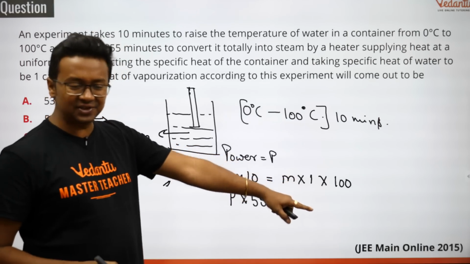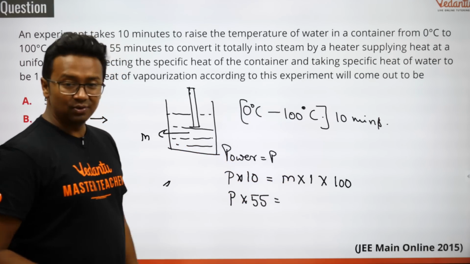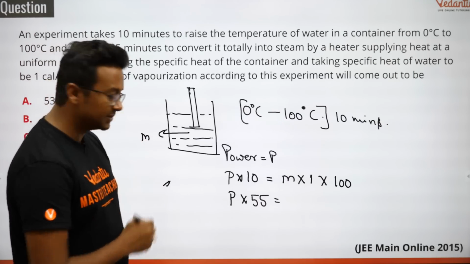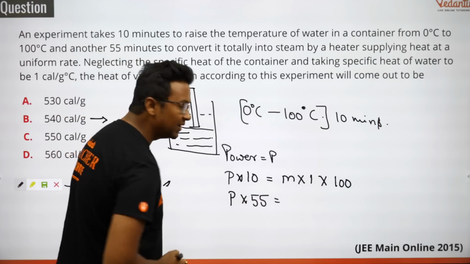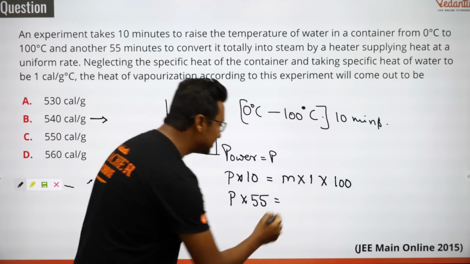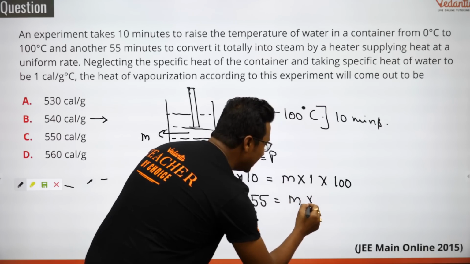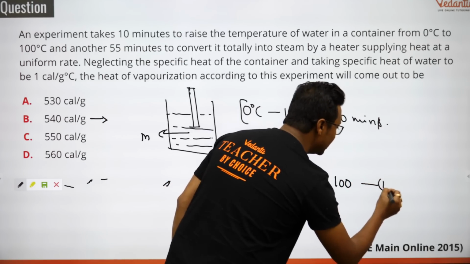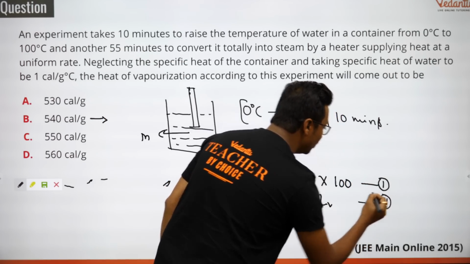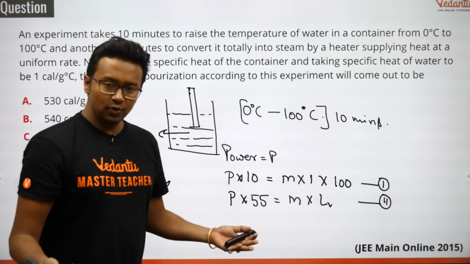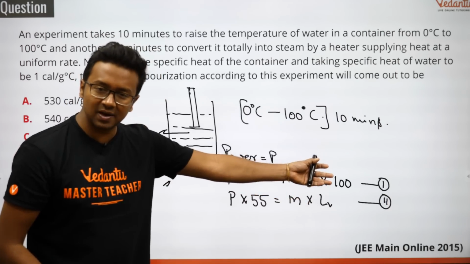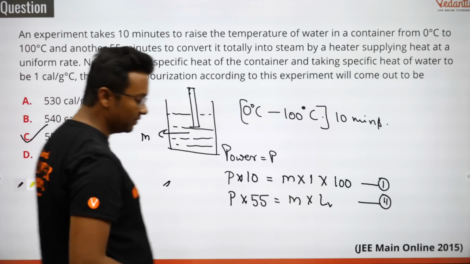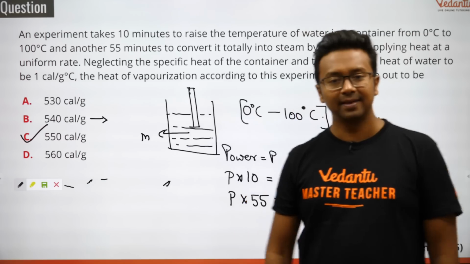Now let me just finish this. For the ones who are still watching and trying to follow it here, watch it. Power into 55 minutes is going to be M into the latent heat of vaporization. Equation number 1, equation number 2. You know what to do. Divide equation 2 by equation 1. You will get the answer as 550 calories per gram.